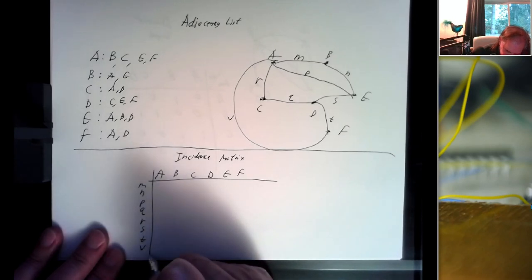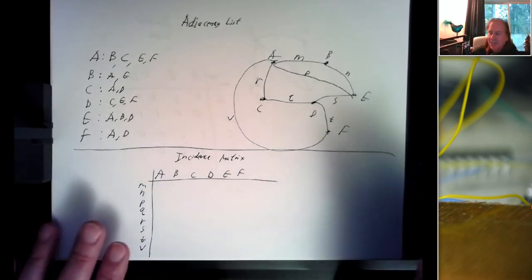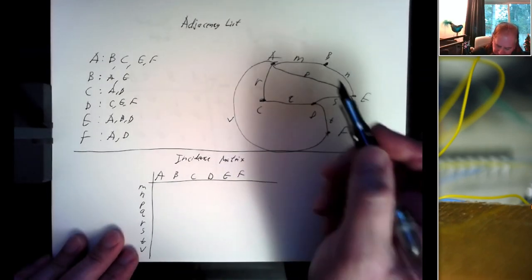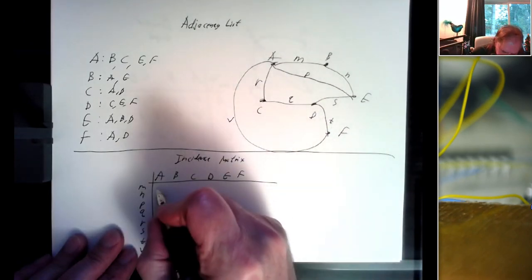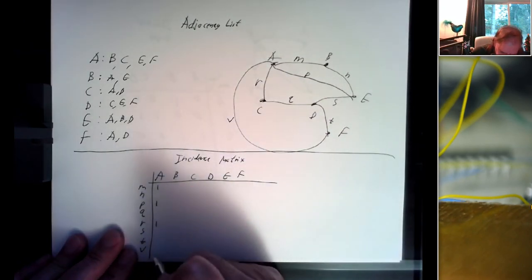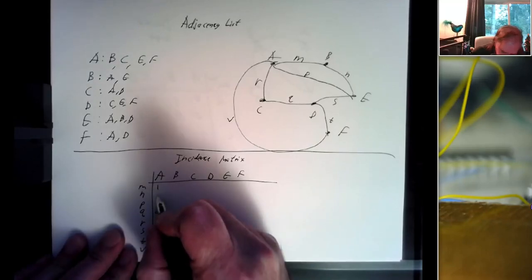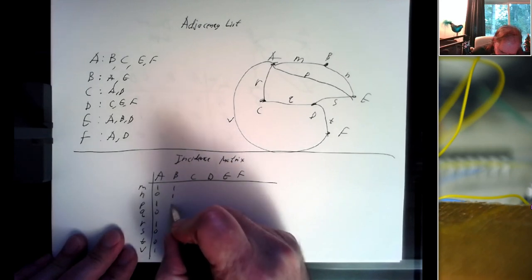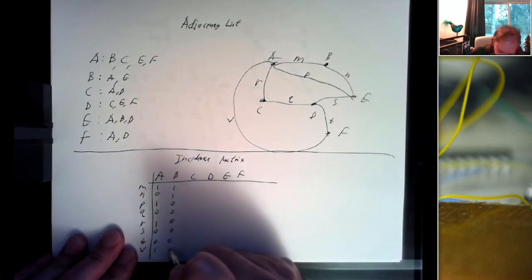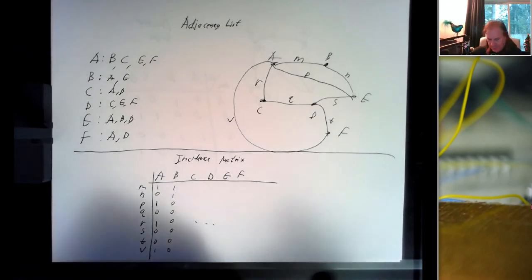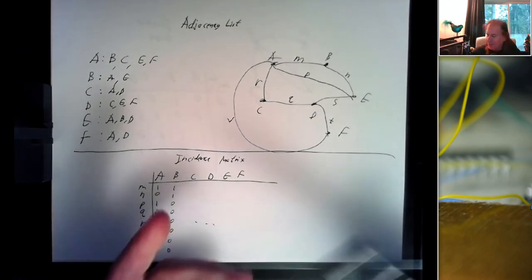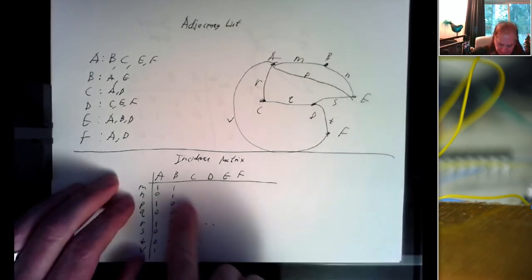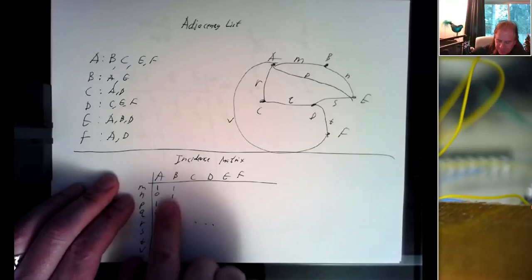There we go. And we simply record which edges are connected to which vertices. So A, for example, is connected to M, P, R, and V, and zeros elsewhere. B is connected to M and N, and zeros elsewhere, and so on. And again, we could have weights associated with these edges, so we could put things other than 1 in here.